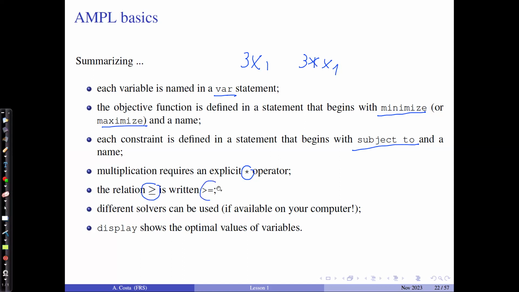This is written like that. Greater than or equal to, you have to write greater followed by equal, and the same for less than or equal to. Here we are using CPLEX, but other solvers are available, and display is the basic command to show the value of some variables.